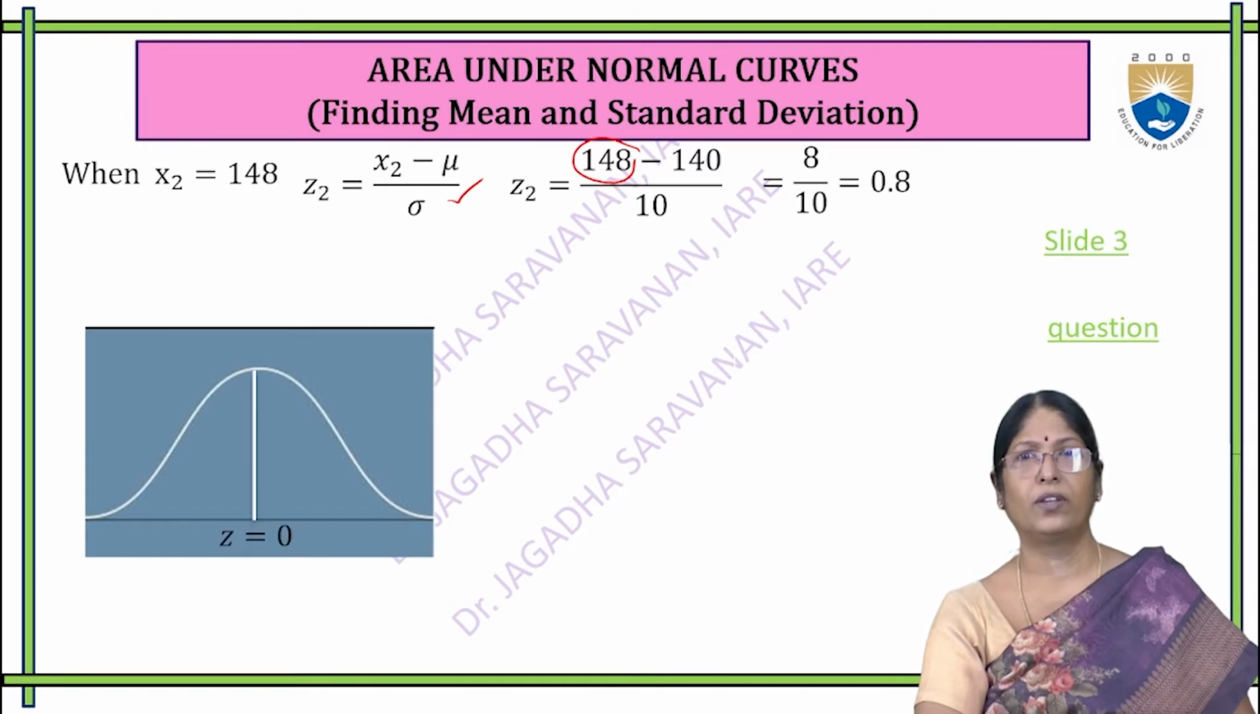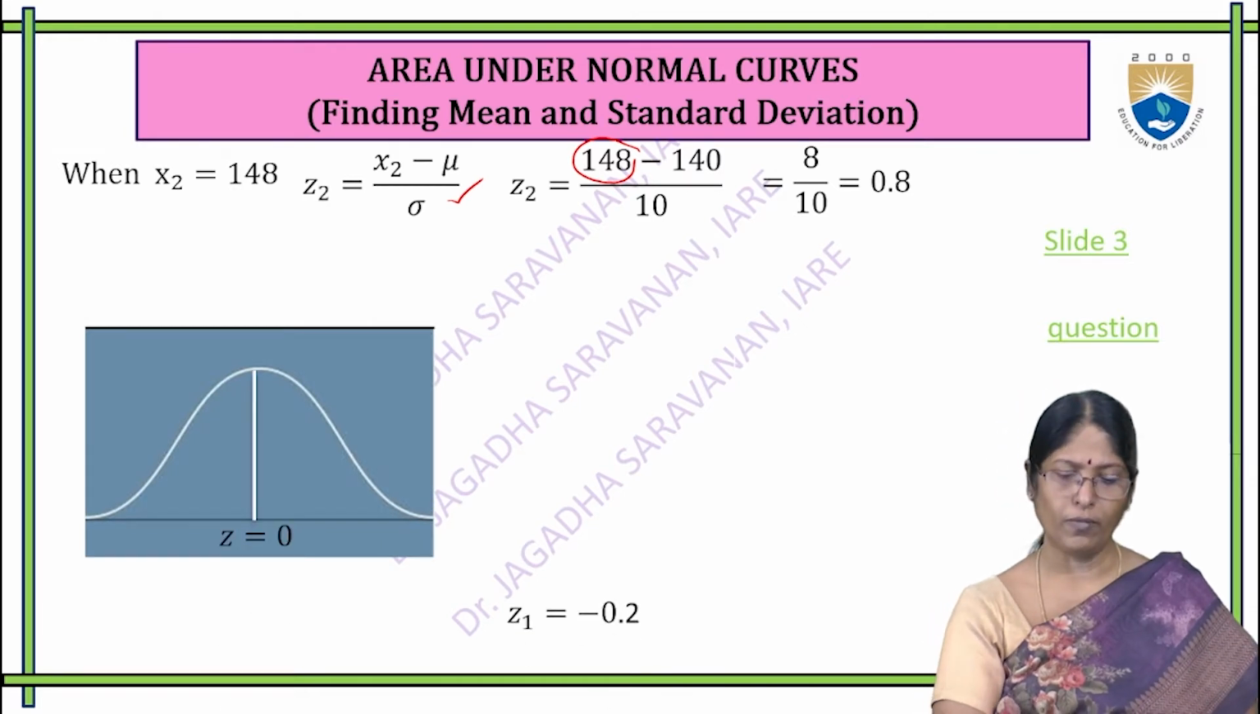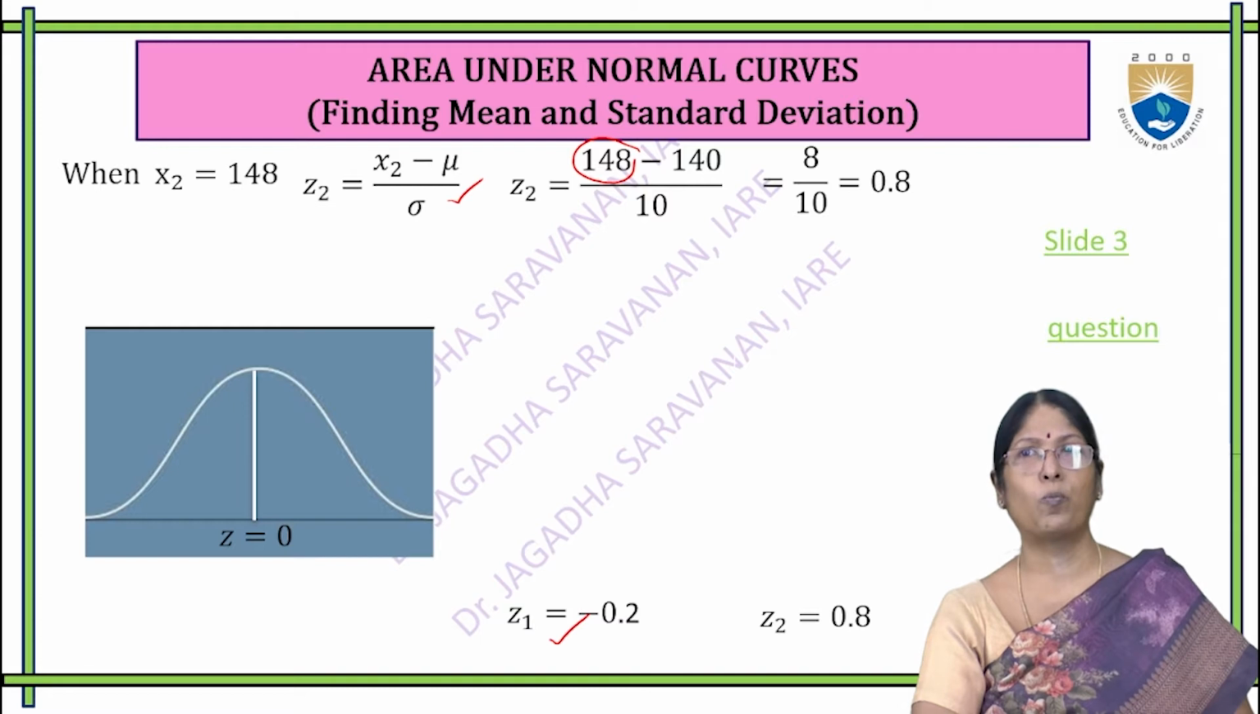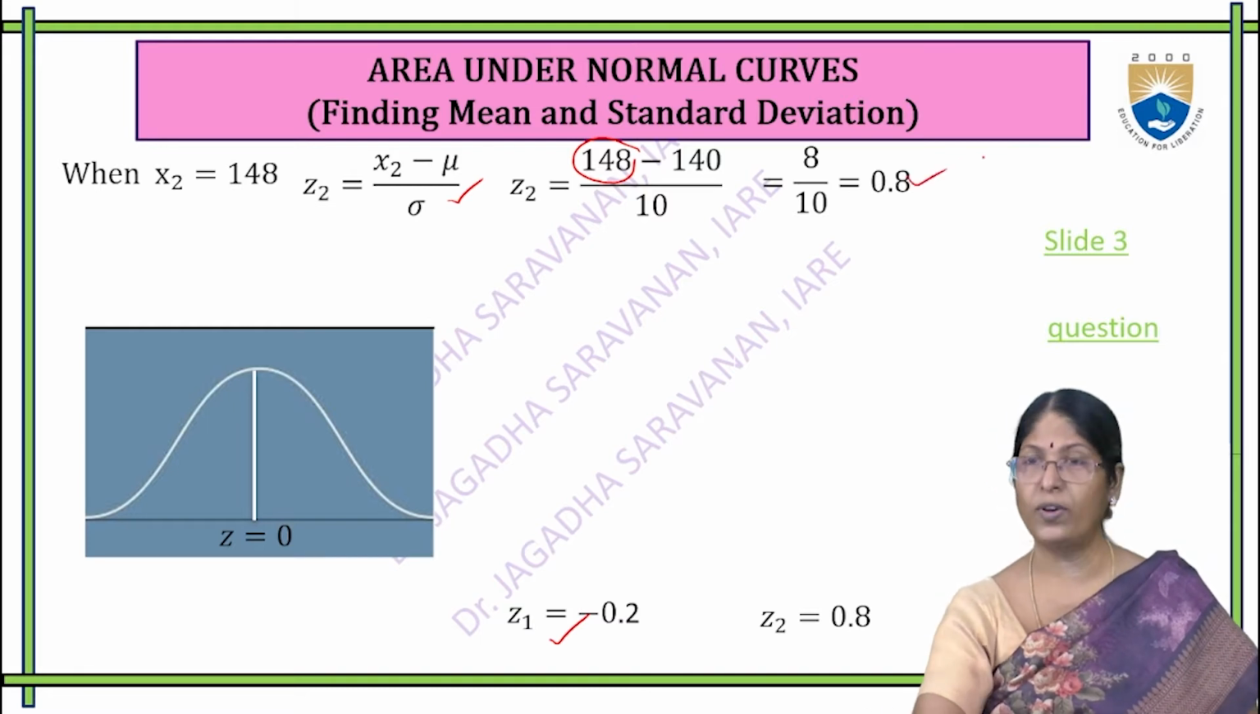So we can see this is the normal curve. Our z1 point is minus 0.2, and z2 is 0.8, which we have just calculated.